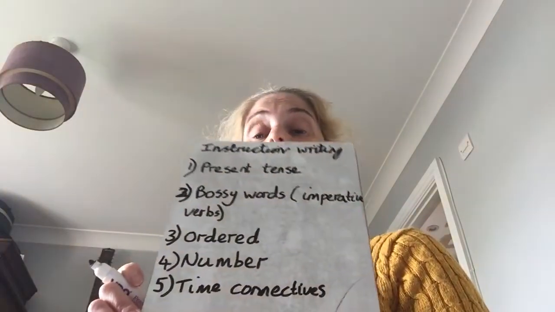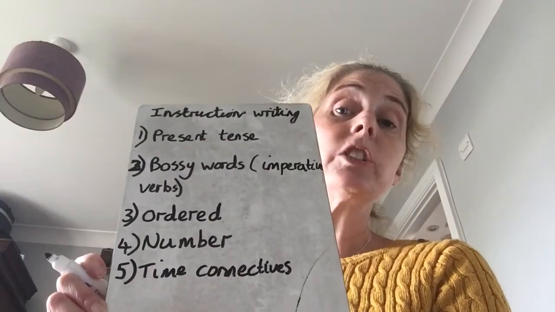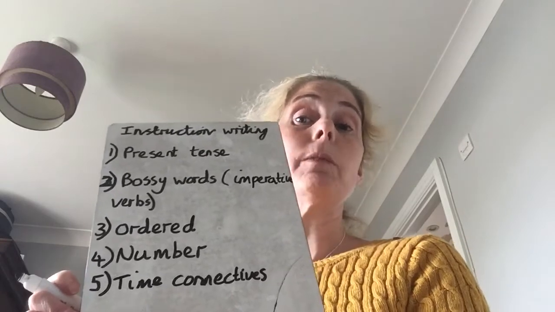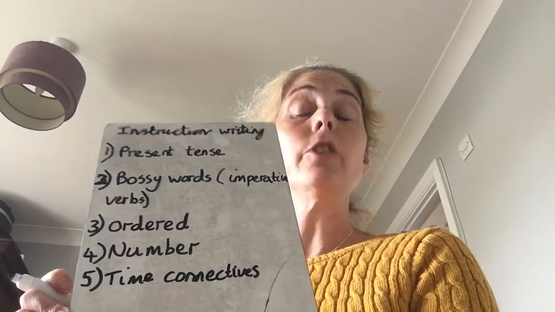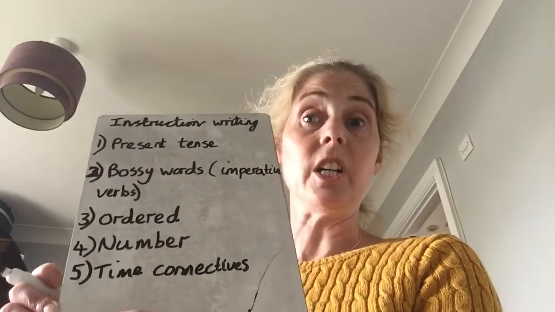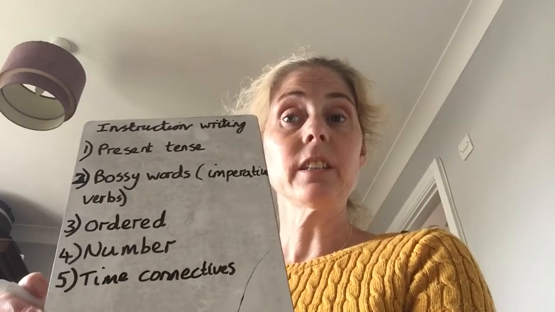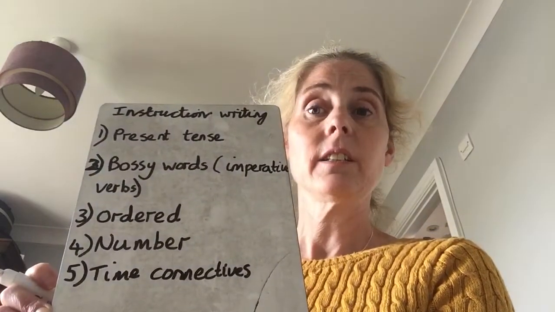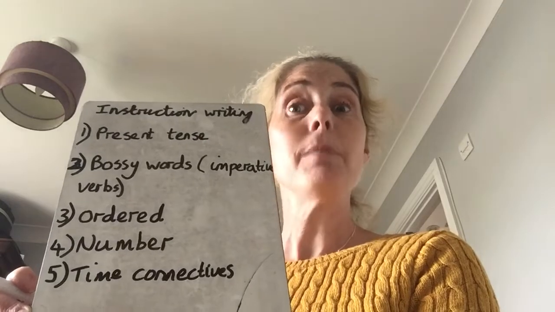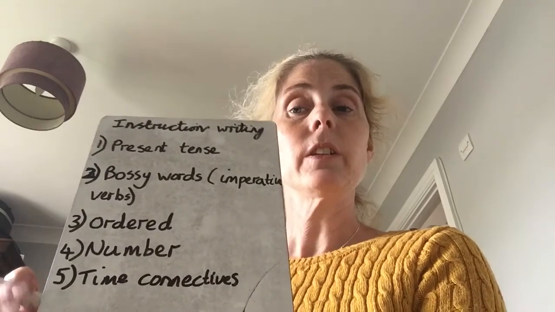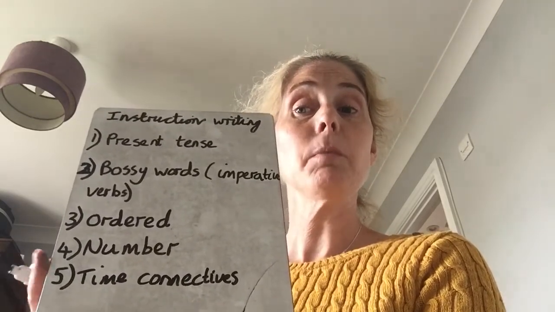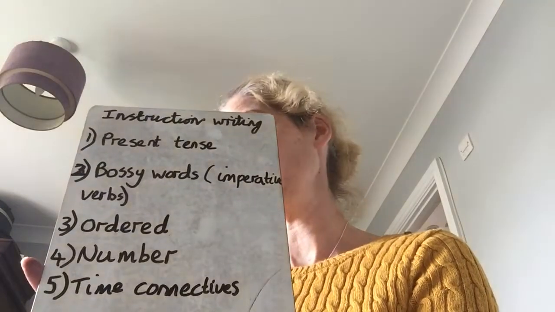Okay, now another thing to remember is to try and use some time connectives or conjunctions. Okay, we've talked about time connectives before when we are doing recount writing. So when we're doing recount writing, we use time connectives. We also need to use them when we're writing instructions. So you could use words like first, next, after that. Okay, they're still a bit bossy. So you can use time connectives. They can be really important with instructions.